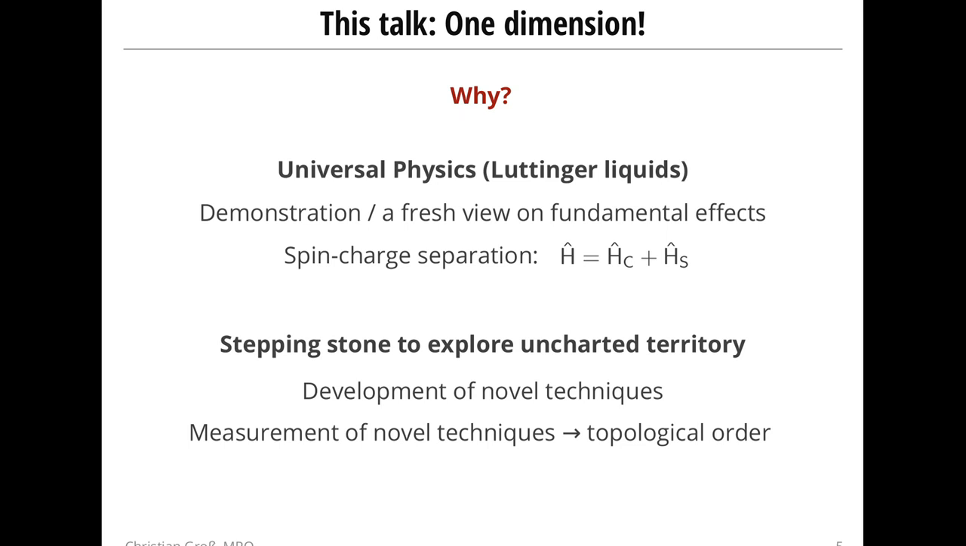Basically, the independence of spin and charge degrees of freedom. The second thing is, why are we interested to explore 1D? Well, I explained it already. You have to calibrate your quantum simulator and be ready to explore then uncharted territory in two dimensions, or develop new techniques that you can transfer to other dimensions, or also develop new techniques to get access to new observables. And for that, I will provide an example, which is directly measuring a topological order parameter that can identify, for example, topological order in Haldane chains.